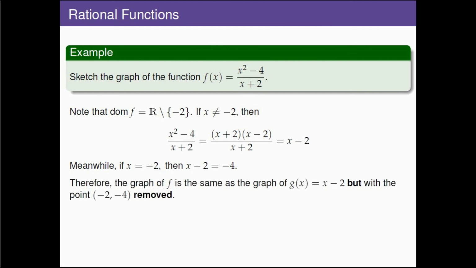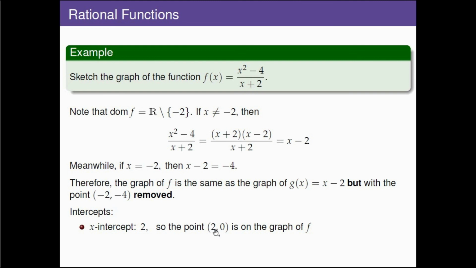Therefore, the graph of f is the same as the graph of g of x equals x minus 2, but with the point negative 2, negative 4 removed. Negative 2 is not in the domain, and negative 4 is the value of x minus 2 when x is negative 2. The graph of x minus 2 is a line, so we get the intercepts. The x-intercept of this line is 2, so that the point 2, 0 is on the graph of f.